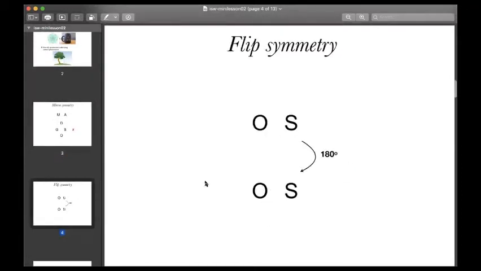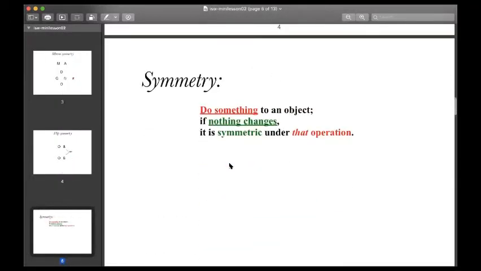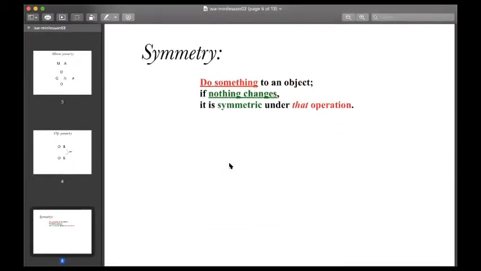Yet another symmetry that we could think of is what is known as flip symmetry. This is not quite a mirror image, but if you rotate these letters by 180 degrees, you end up with the same letter, right? So even though the letter S does not have a mirror symmetry, it still possesses some kind of symmetry. Now that gives us a mathematical definition of what we mean by a symmetry, which is: if you do something to an object and nothing changes in that object, then you say that that object is symmetric under that particular operation.